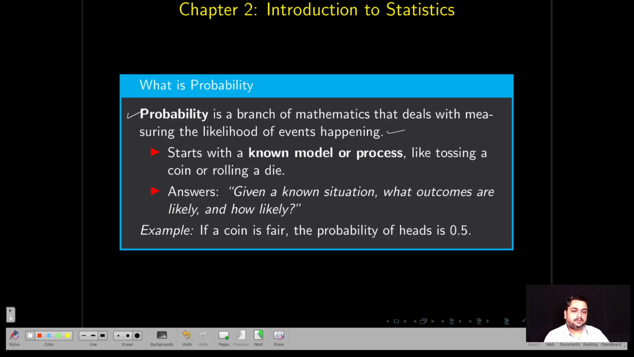So then what it answers, given a known situation, is what outcomes are likely and how likely. What are the outcomes for tossing a coin? We know it is heads or tails. Right? So two outcomes are likely. And how likely? The probability of getting a head is 0.5, since there are two outcomes, head and tail. So one is head, so half. That is how probability helps us. It basically gives us the possible outcomes and the likelihood of each outcome.